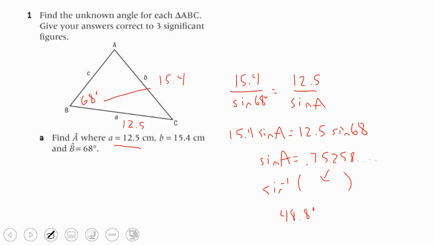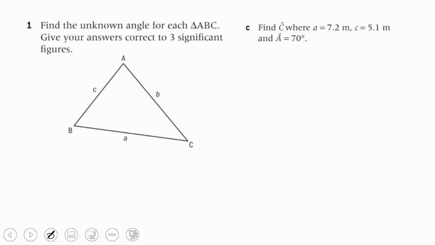Okay, so it says find the unknown angle. It says find angle A. So we got our 48.8 degrees. You could also find angle C really easily now that you have two angles to check there. Find the unknown angle. So A is 7.2, C is 5.1, and A is 70. Okay, so 7.2 over the sine of 70 equals 5.1 over the sine of C, and we don't have anything for our third.